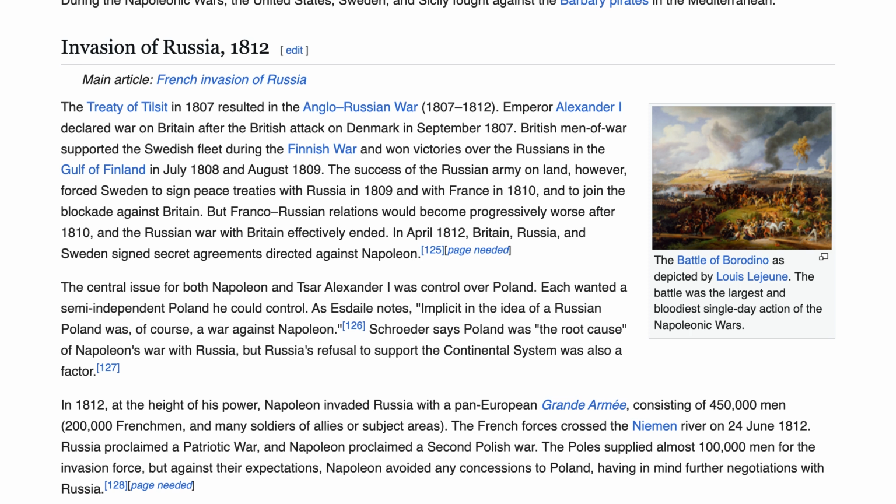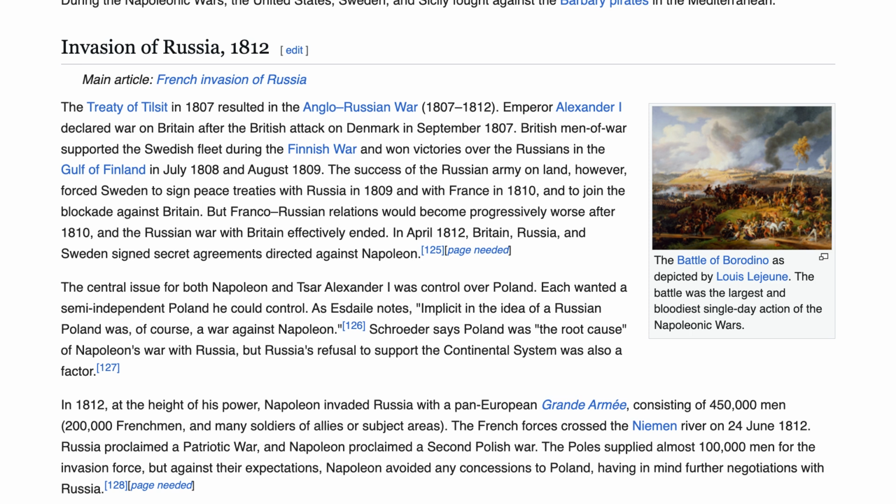was also a factor. In 1812, at the height of his power, Napoleon invaded Russia with a pan-European Grande Armée, consisting of 450,000 men, 200,000 Frenchmen, and many soldiers of allies or subject areas. The French forces crossed the Niemen River on 24 June 1812. Russia proclaimed a patriotic war, and Napoleon proclaimed a Second Polish War.